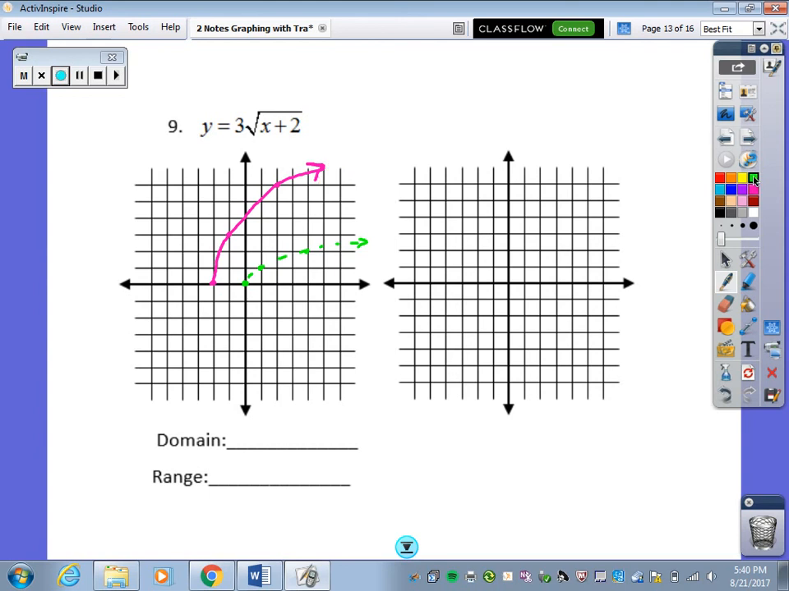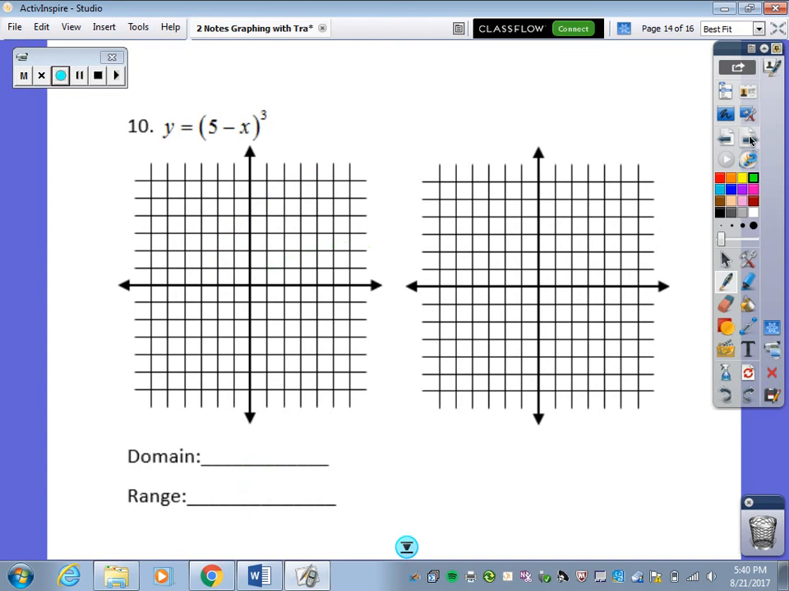Our domain has changed a little bit. Our domain is now x is greater than or equal to negative 2. And our range is y is greater than or equal to 0. Now let's look at our next function.